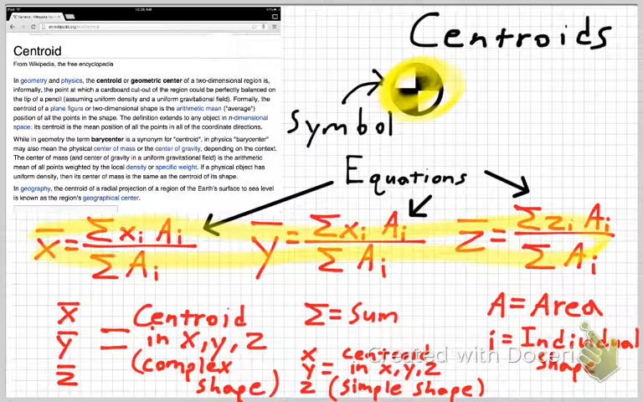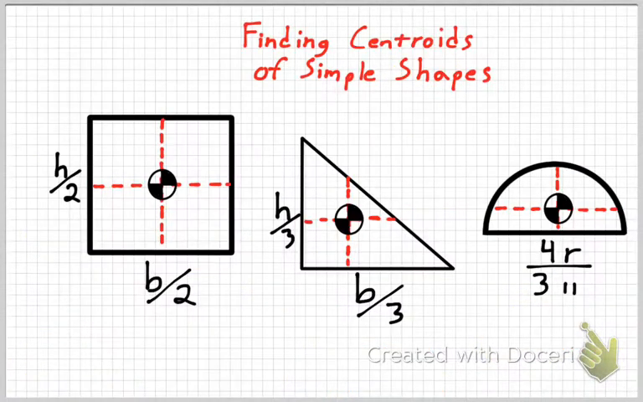So on the far left, right over here, we have the centroid of the complex shape. The sigma here is going to be the summation of a bunch of numbers. And we have x, y, and z, which is the centroid of a simple shape. A is area, and then i would be the individual shapes themselves, and we'll go through that as we go through this step-by-step process. So some basic knowledge here.